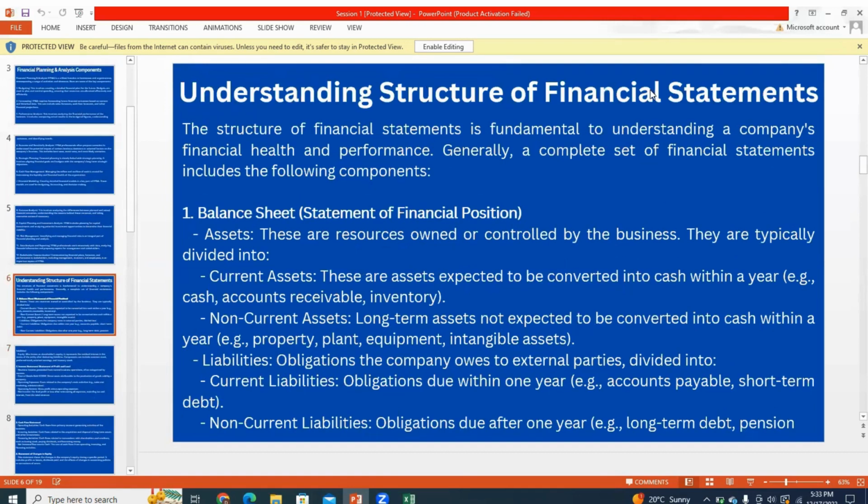Understanding structure of financial statement. Just wait for 2 seconds. I need to charge.